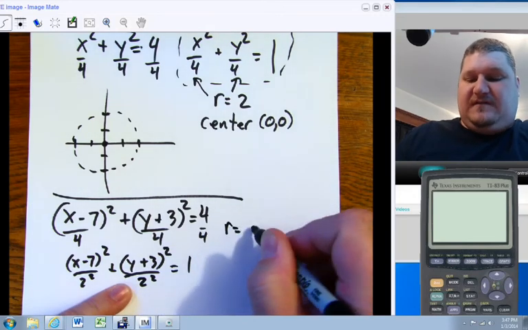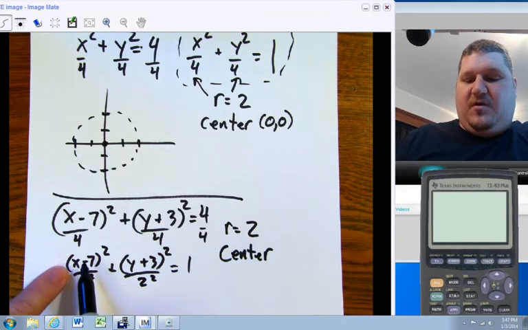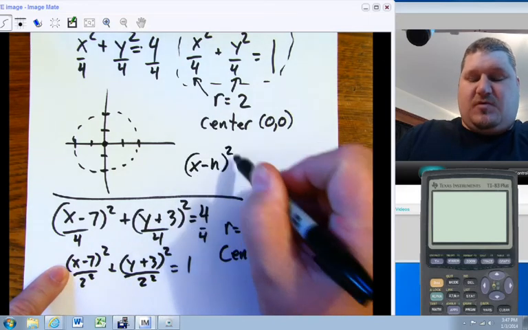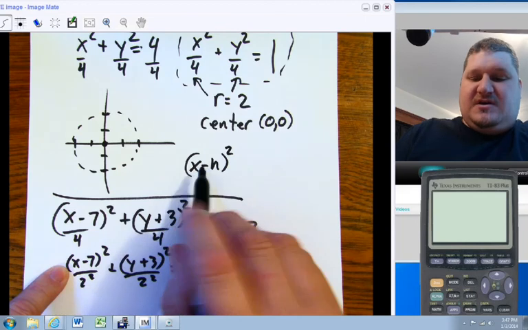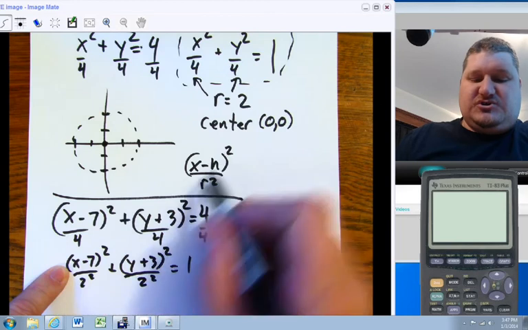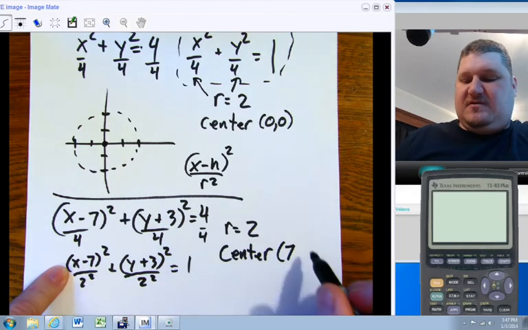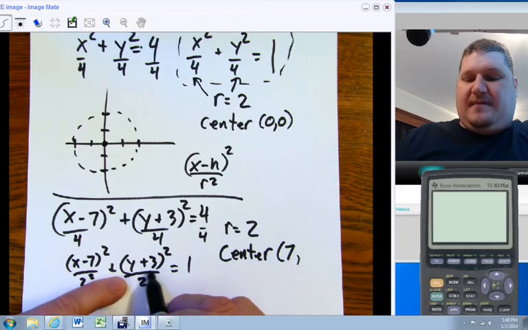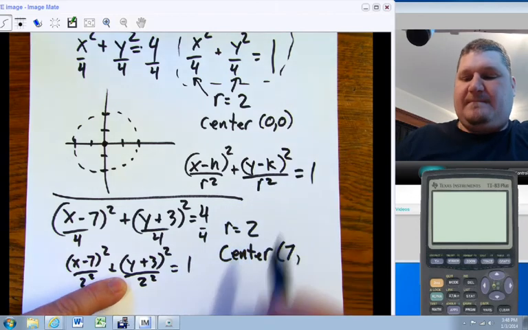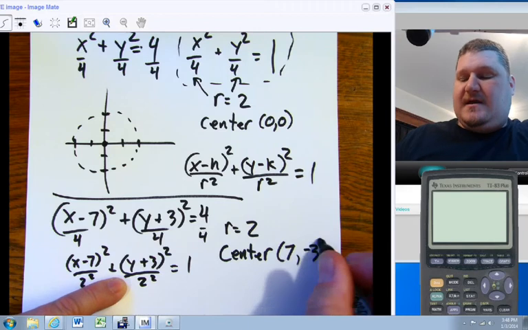I have a radius of 2. I have a center. Now, the formula, the standard form, is x minus h squared. The minus is built in. So when I see x minus 7, what was h? It was positive 7. Now, since I have x first, I have 7 comma. Now, y plus 3, well again, it should be y minus k, the quantity squared over r squared equals 1. Minus k, I see a plus 3, so my center must be at negative 3.